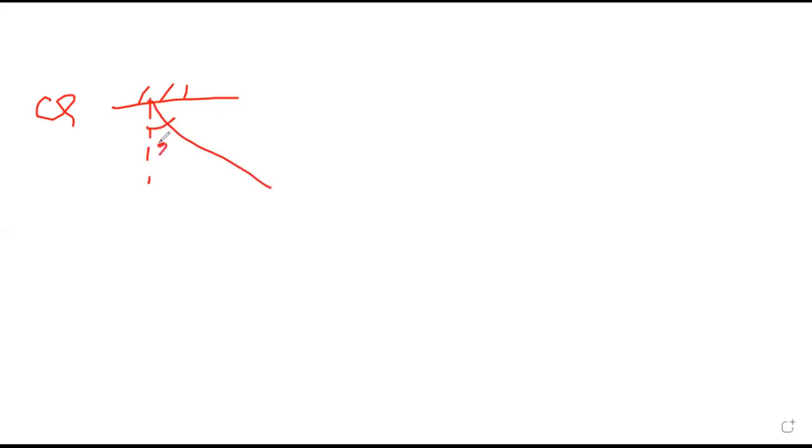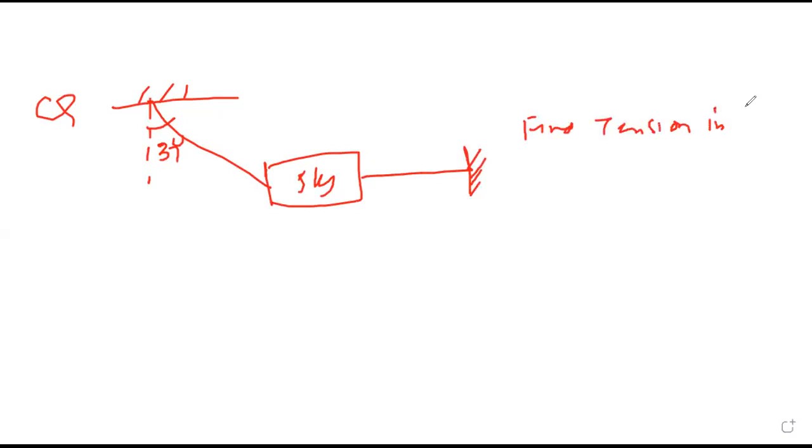The angle is 37 degrees. This is a 5 kg mass connected to a horizontal string. Find the tension in both strings. You will try on your own? Will you try on your own? Hello? Yes. Just try on your own.